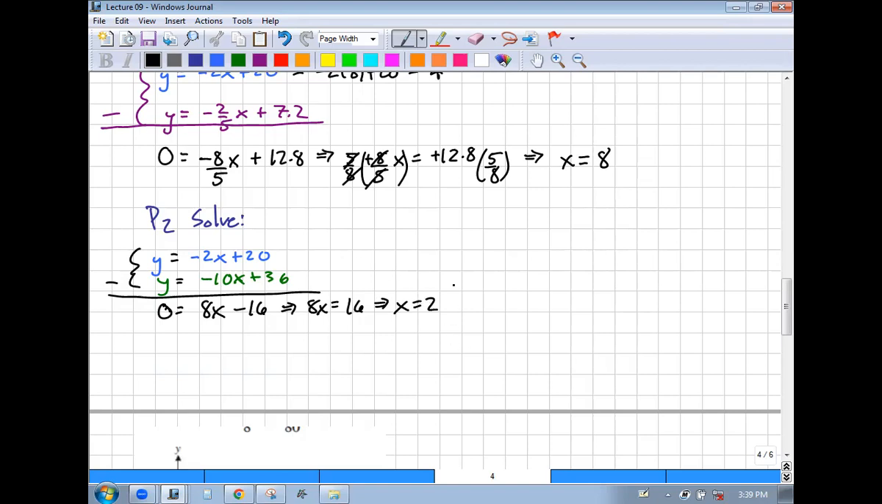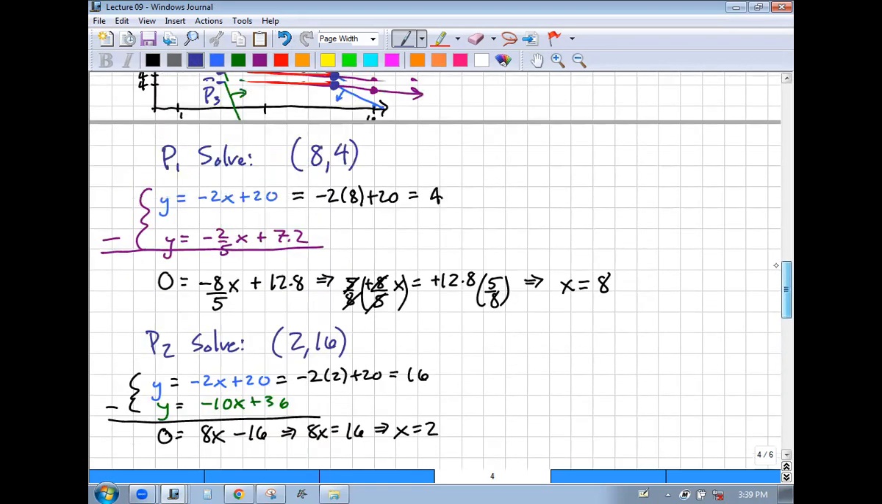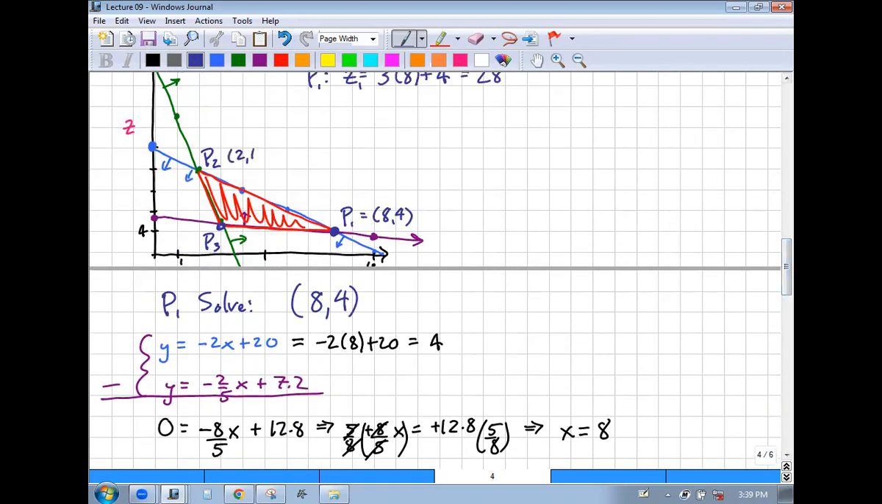Now I know what x is. I can plug it into either one of these to figure out what y is. I'll plug it into the first one here. So I got 20 minus 4 is 16. So P2 is 2, 16, okay? This point right here is 2, 16. We could have maybe eyeballed that, right? Here's 2, and each one of these is 4, 8, 12, 16. So that looks about right, right? We might have been able to eyeball that one from the graph, but it's good to check our work, right?